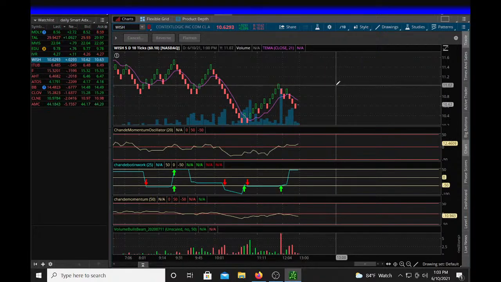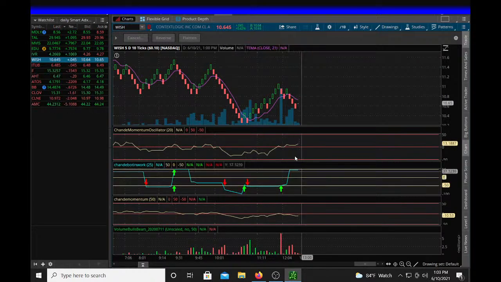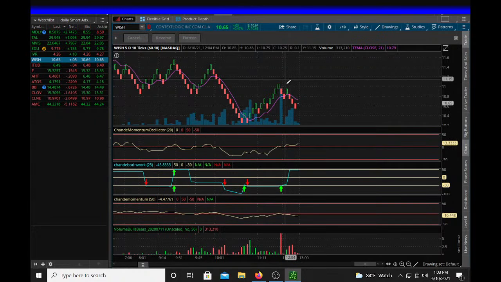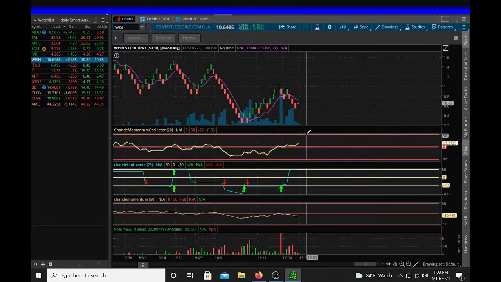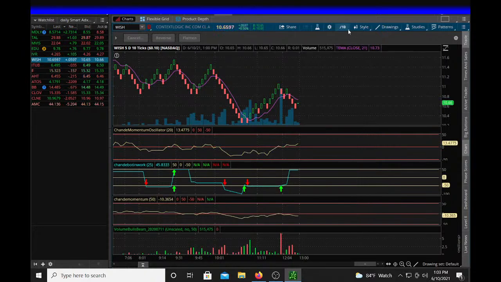Okay. So even though we're going up here, we're going down here. So it looks like that's a bit of a divergence signal. I'd say we're probably going to have a change in direction and trend very soon. And look, a green bar is starting to form.